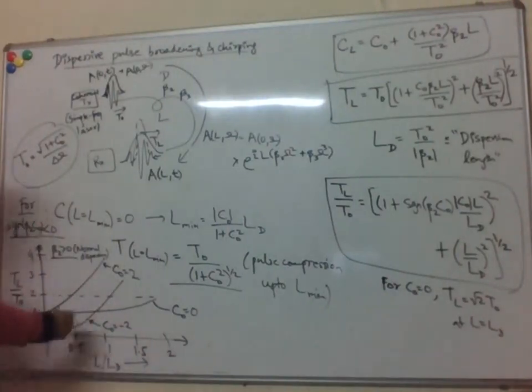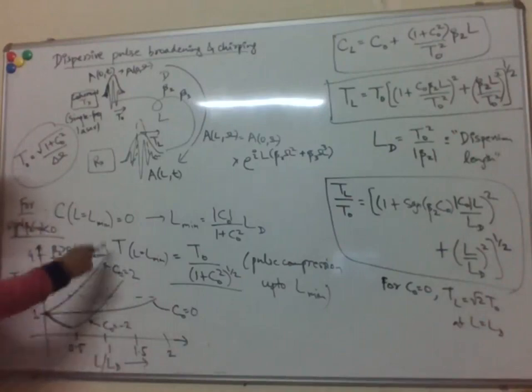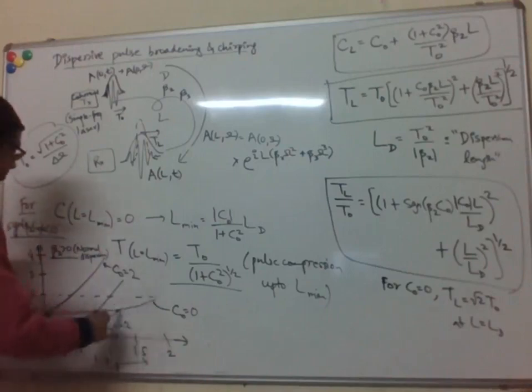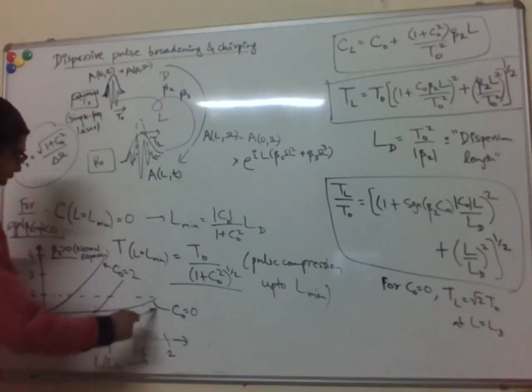Now you can see, depending on your link length, which one is better. Of course C0 equal to 2 is always the worst because that broadens the fastest. If your link length is up to this point, then you can see that C0 equal to -2 is actually better than the unchirped pulse. And if you go for a longer length beyond that, then the unchirped pulse is better.